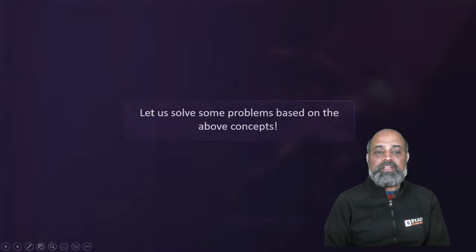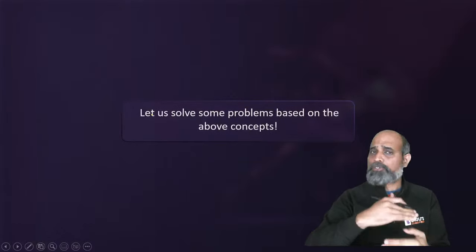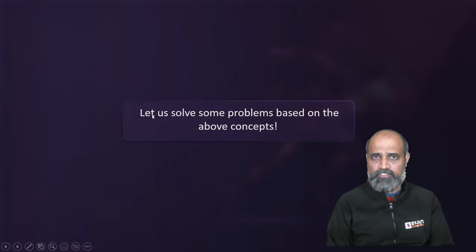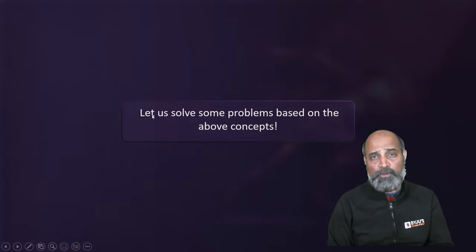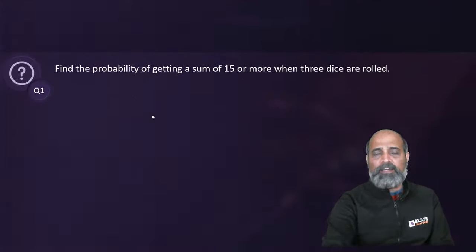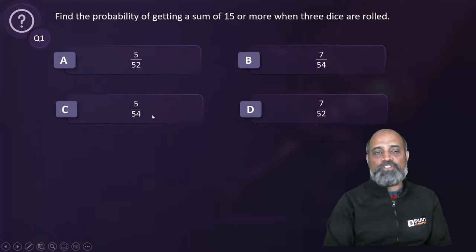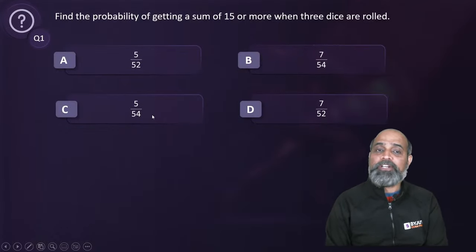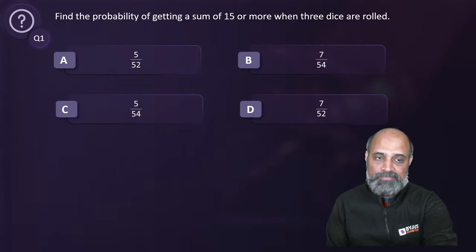Okay. Now let's try to solve questions. See, in TISSNET, you do not really get very difficult questions. If you guys are thinking, will we have conditional probability in TISSNET? No. Bayes theorem नहीं आएगा TISSNET में, नहीं आ सकता. ठीक है, Bayes theorem CAT में नहीं आता है, तो इसमें से दूर की बात है. So the first question is, find the probability of getting a sum of 15 or more when 3 dice are rolled.